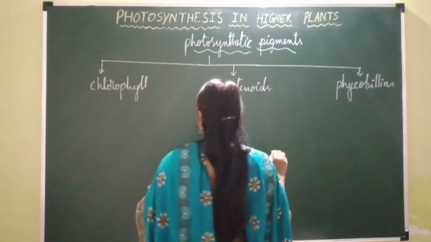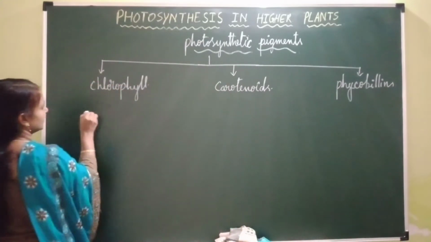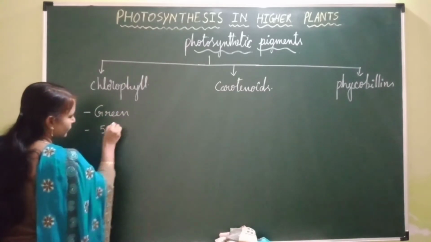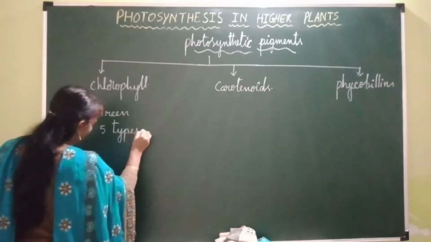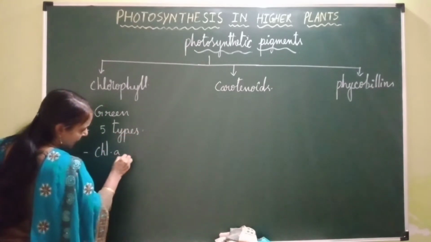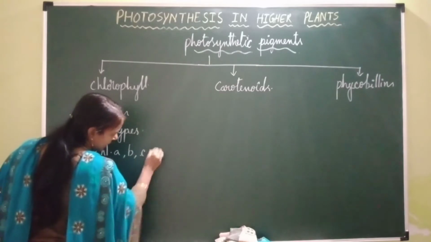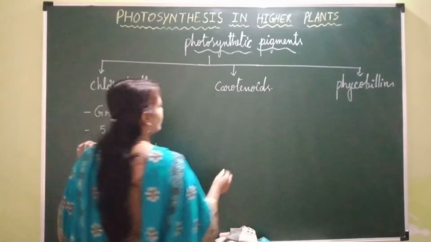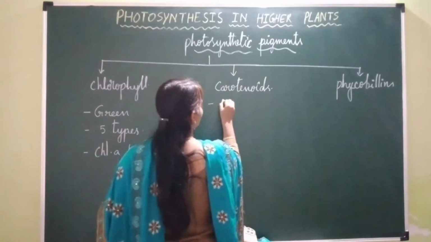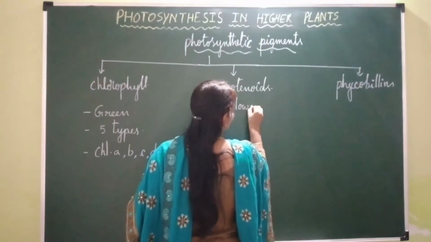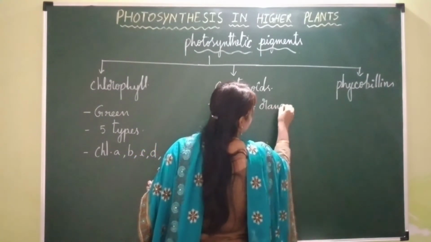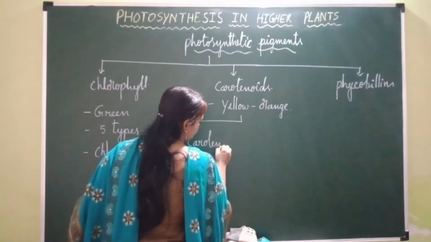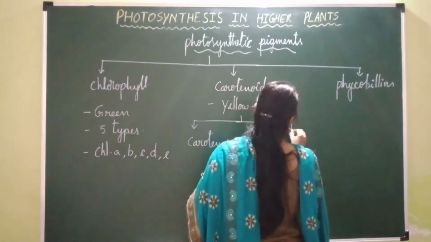So these chlorophyll pigments are green in color, and they are of 5 types: chlorophyll A, B, C, D and E. Carotenoids appear yellow to orange in color, and these are of 2 types. They are carotenes and xanthophylls.